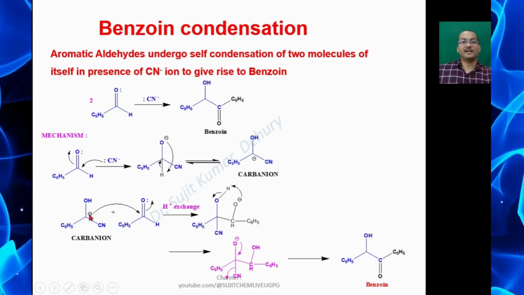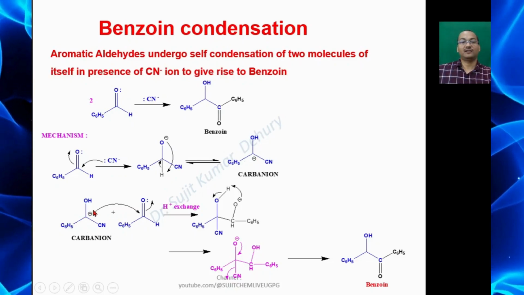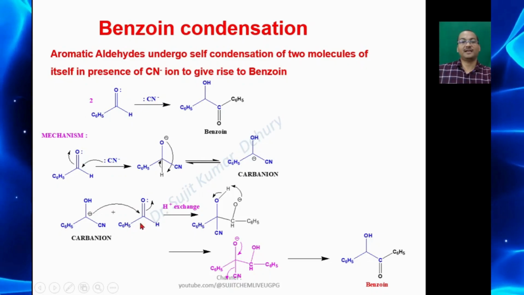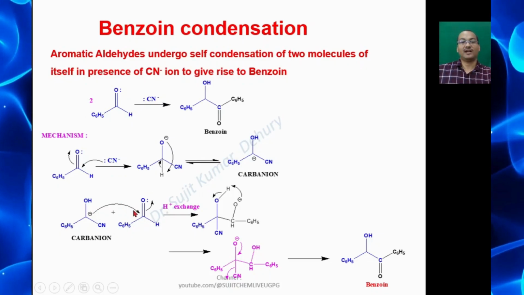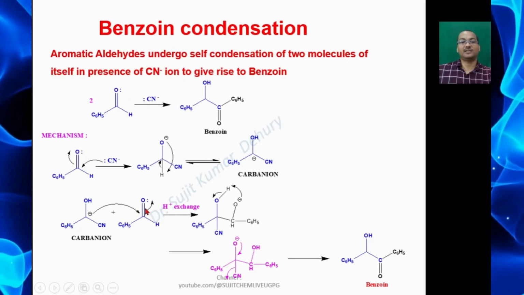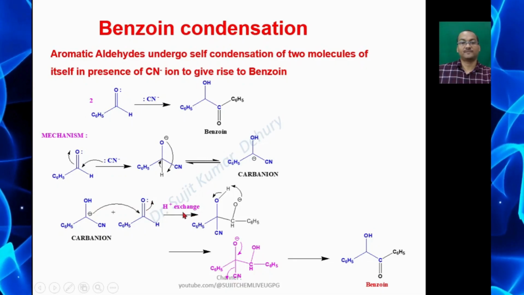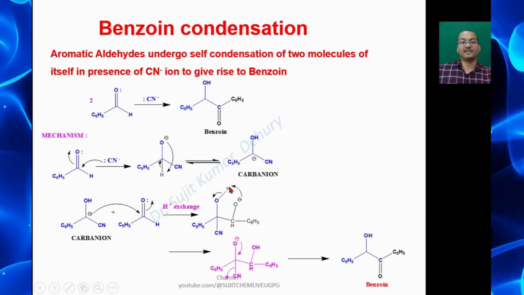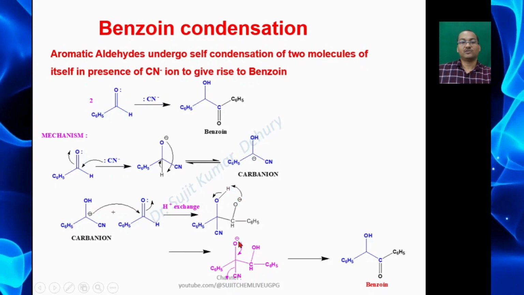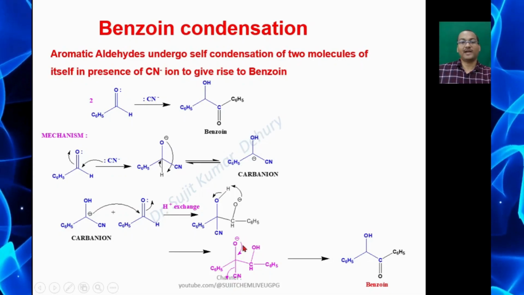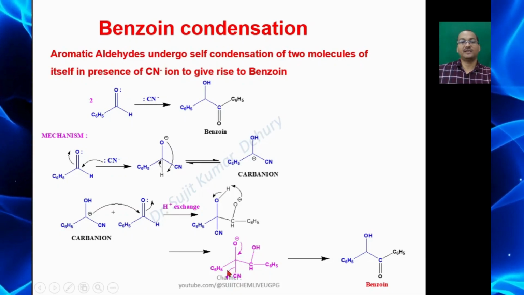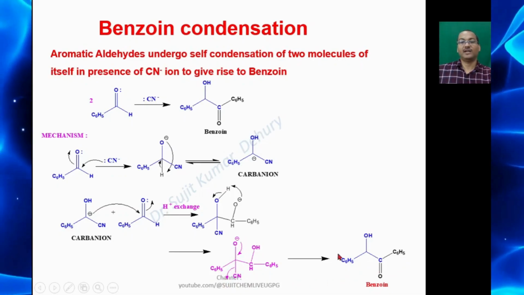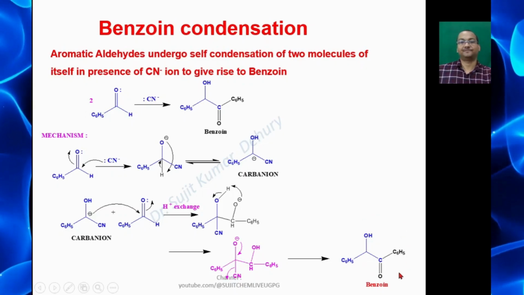Once you generate the carbanion, it will react with another molecule of benzaldehyde. So C- will attack this carbonyl carbon and the C double bond O will break on oxygen. So you end up with this intermediate. Again the proton exchange takes place. Then this O- will come back and kick out CN as CN-. So you will end up with the product benzoin.